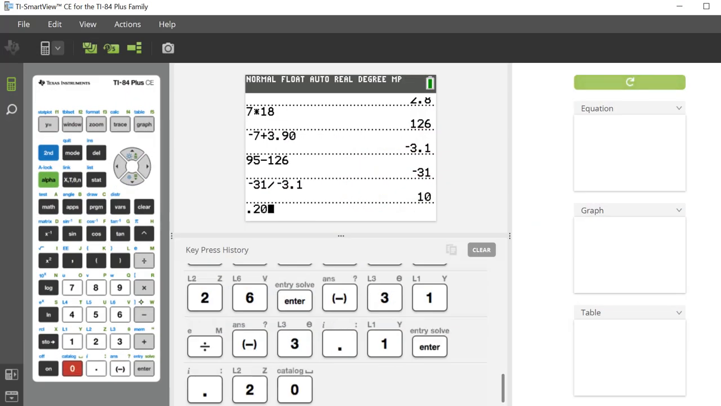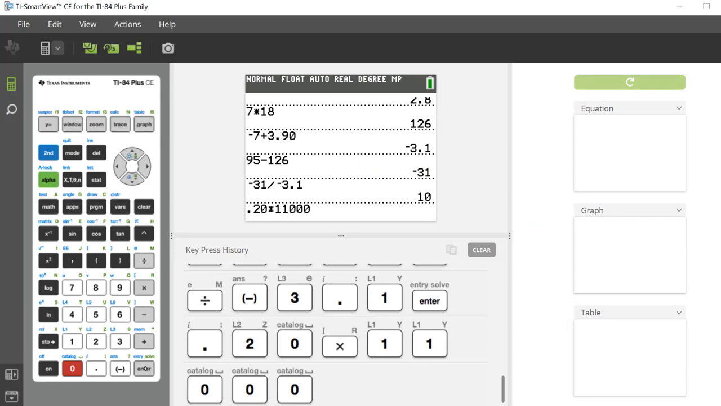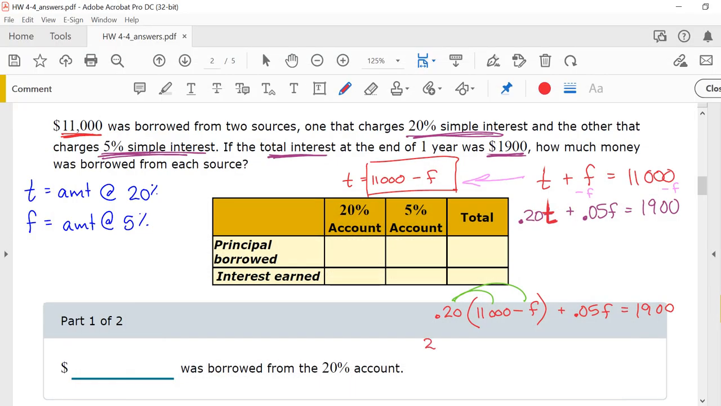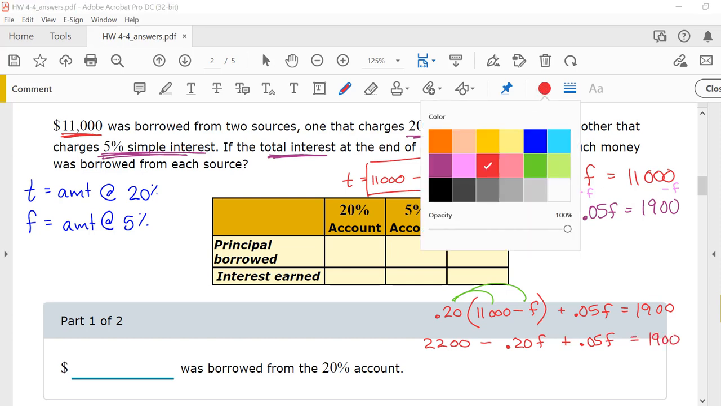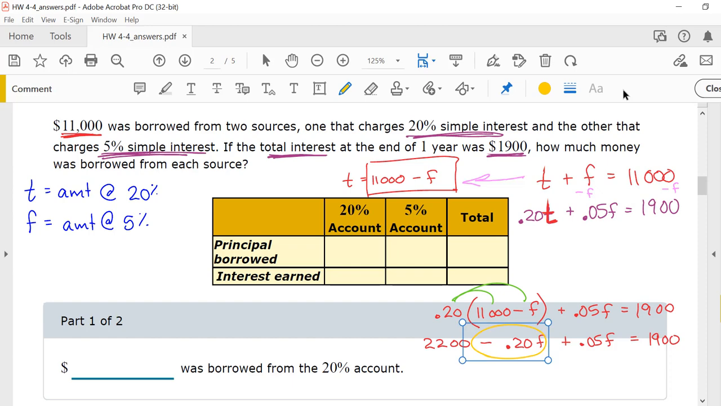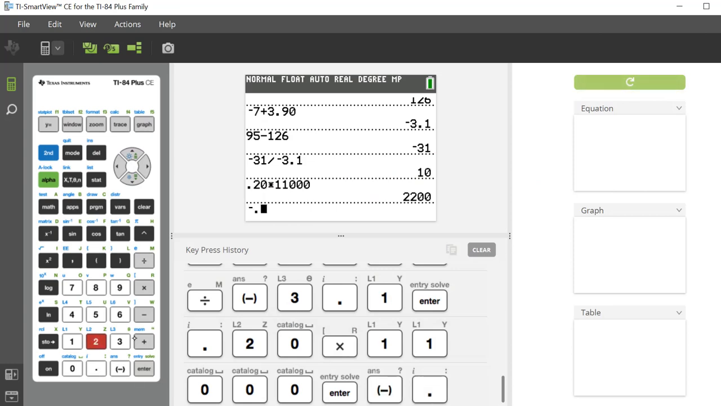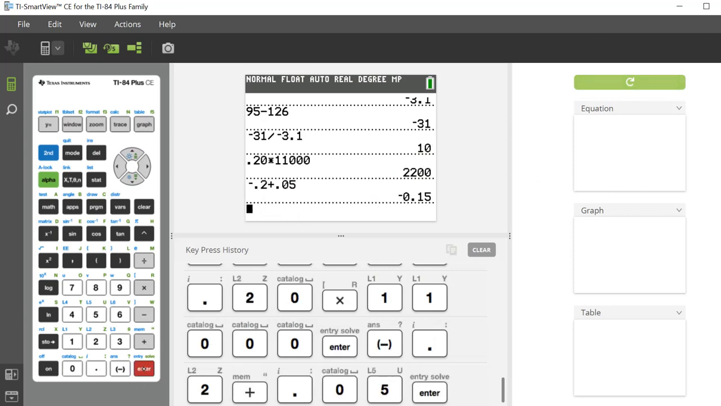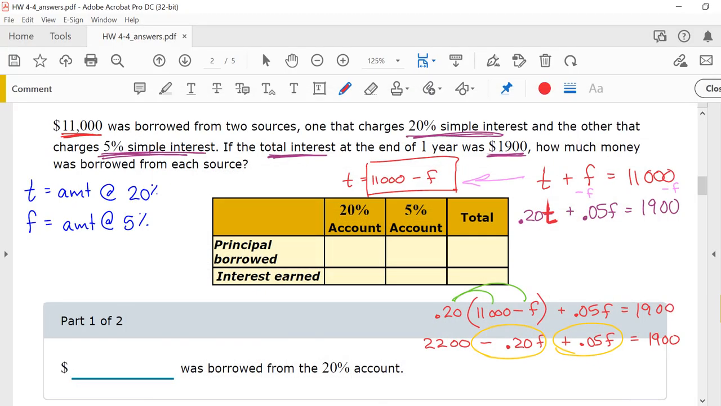0.20 times 11,000 is 2200 minus 0.20 F plus 0.05 F equals 1900. Combining like terms, negative 0.20 F plus 0.05 F is negative 0.15 F. I still have 2200 equals 1900.